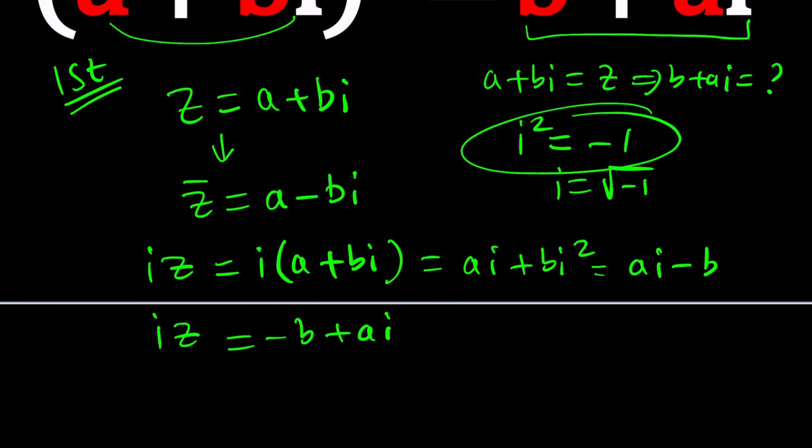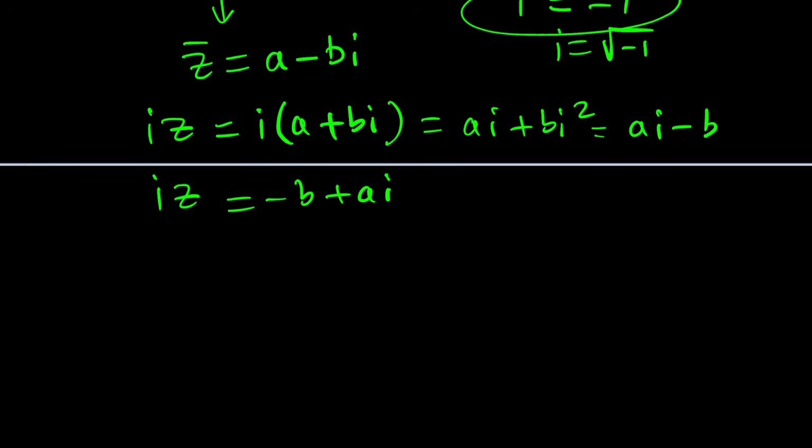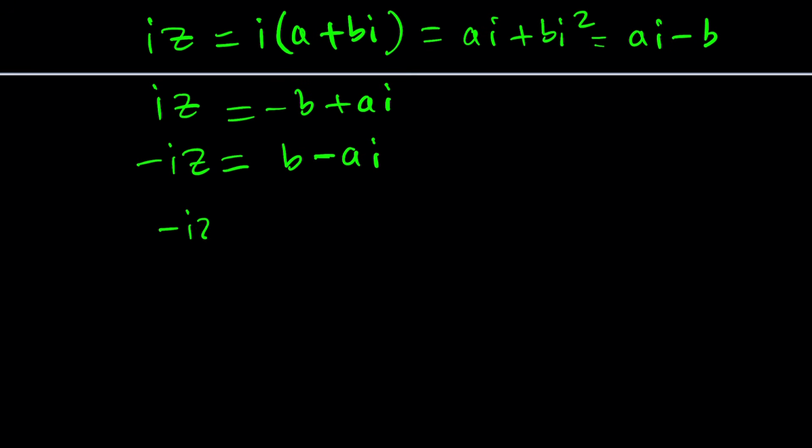So what can I do? Well, first of all, I can go ahead and negate this. So if this is iz, negative iz would be b minus ai. So we multiply both sides by -1. We're so close, aren't we? We do need b plus ai, so I do need to take the complex conjugate. So the complex conjugate of negative iz is going to give me b plus ai. So to answer that question, if a plus bi is equal to z, then b plus ai is the complex conjugate of negative iz. So we had to do so many things to reverse a and b.